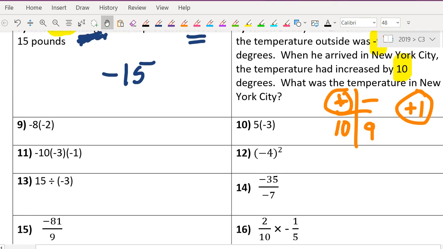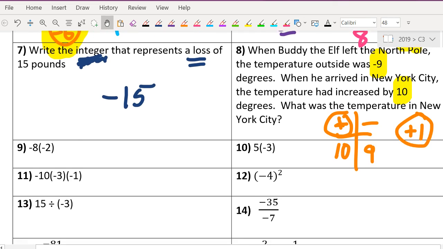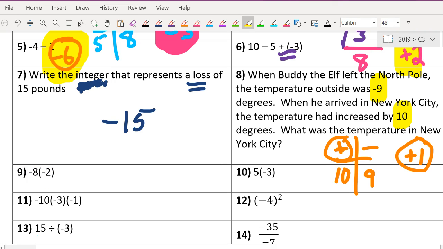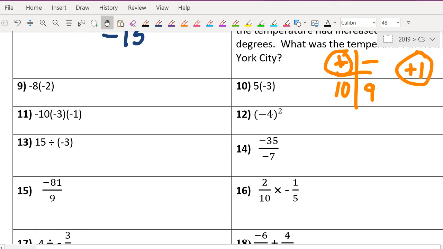Yay! Okay, number 9. Can I move on? Okay, now this is multiplication, right? When you've got two numbers next to each other. Now be careful of that. That's why I put it at the beginning of the video.